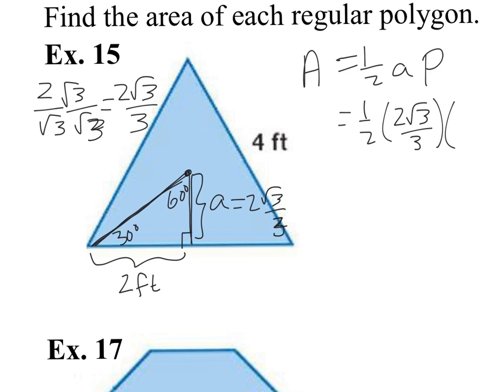Multiply it by the perimeter. The perimeter is going to be 4 plus 4 plus 4, which is 12. All right, and then we'll just simplify here. Let's see, these 2's cancel. 3 goes into 12 4 times, so that leaves 4 times the square root of 3 for our final answer, and our unit is in feet, so that would be in square feet.